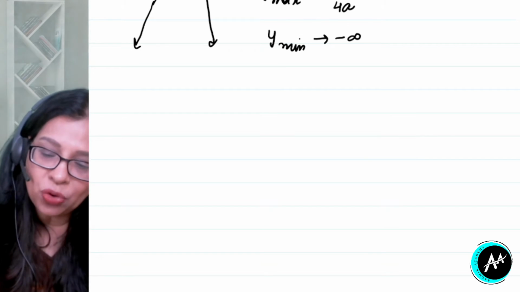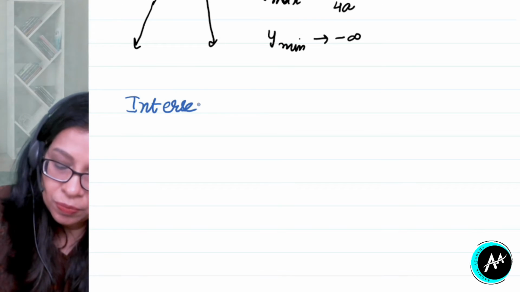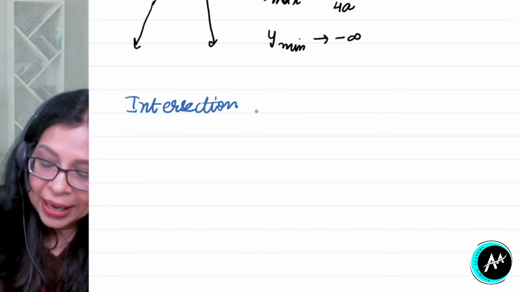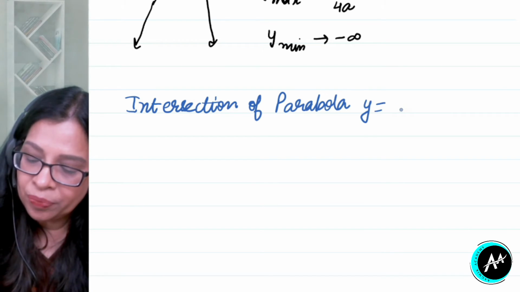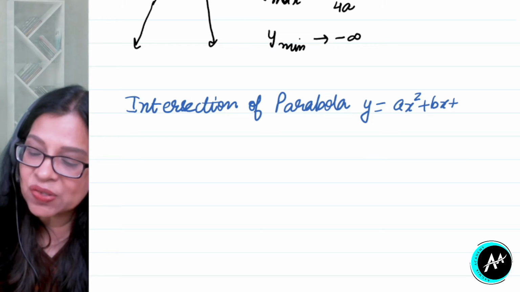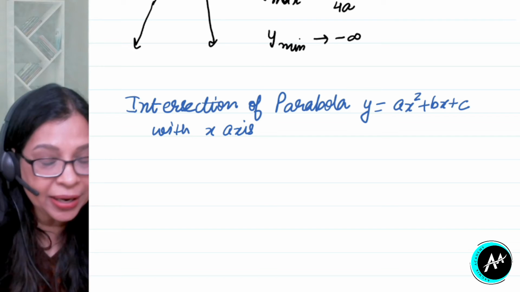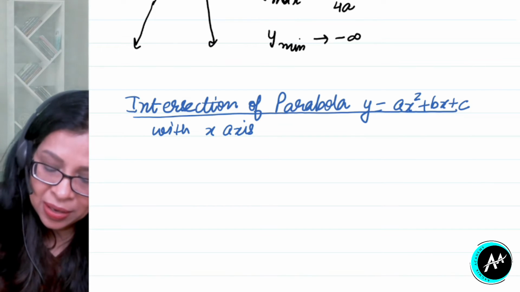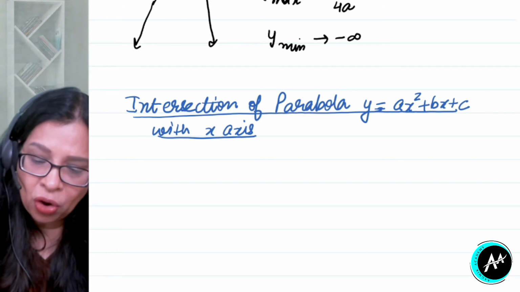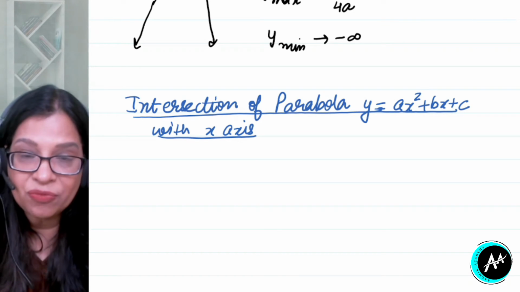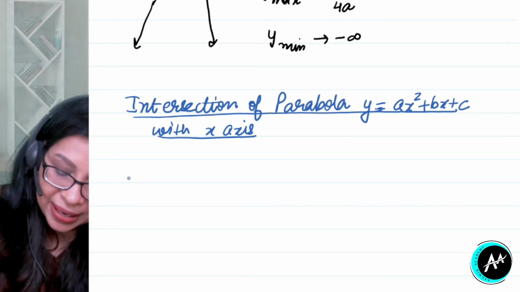Alright. So next would be our topic, the intersection of the parabola y is equal to ax square plus bx plus c with the x-axis, and we will relate it to the nature of roots also. Alright. So this is the parabola that we have. This is the function that we have. Now first of all, let us see case 1, when the parabola intersects the x-axis in two distinct points. So let me take case 1.